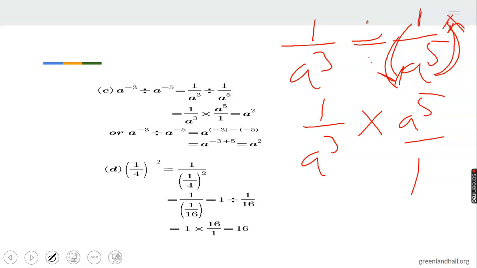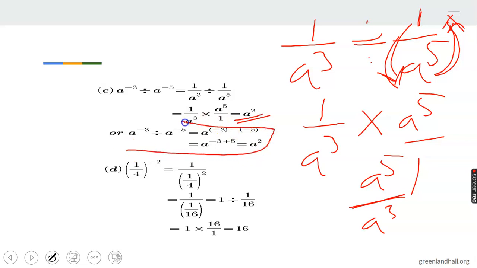Now, using our normal division, you can now subtract, because we are dealing with what? A raised to power 5 all over a raised to power 3. Since it is division, when you subtract their power, it will be a raised to power 2.